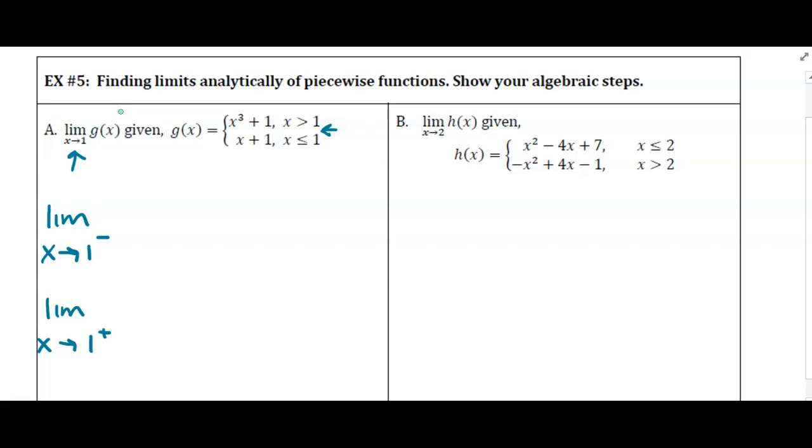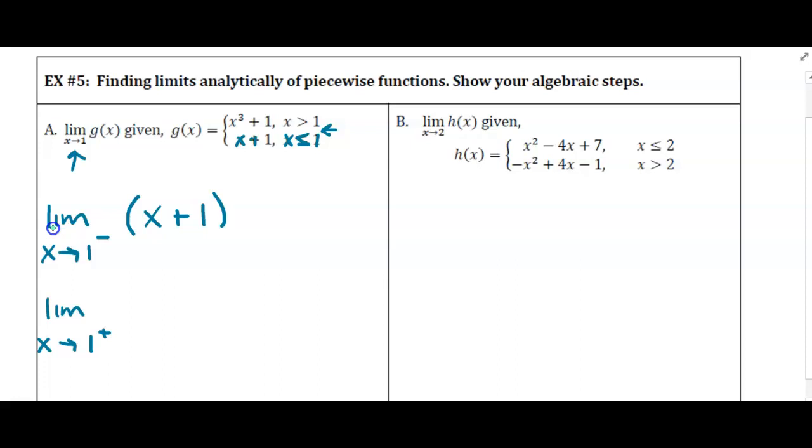When I'm setting up my one-sided limits, again, it's really important that I'm referring to the correct piece of my piecewise function. For example, for this first limit, as we approach 1 from the left, I want to make sure that I am including the part of my piecewise that represents x values that are to the left, or less than 1, which in this case is x plus 1. And so that's why I put that here.